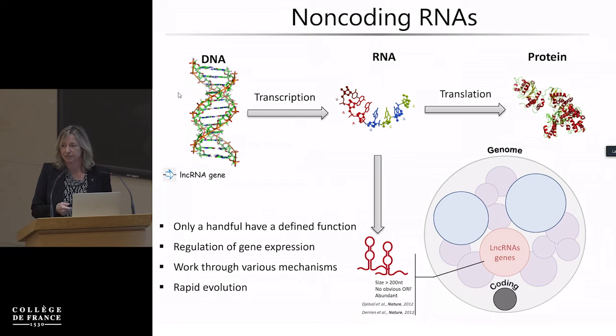And what do we know about these long non-coding RNA genes? They are numerous. There are probably as many non-coding RNA genes as there are protein-coding genes. We know the function for only a handful of them. For those, we know that they are involved in the regulation of gene expression at various stages and through various mechanisms. What is also quite interesting is that they evolve rapidly, and there's no selective pressure based on the genetic code, so they vary a lot from one species to another.